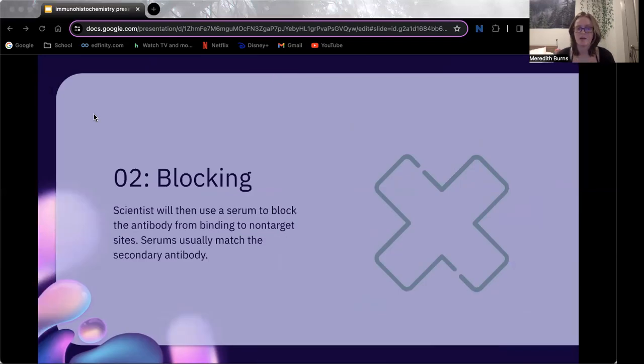The next step is blocking, which is the step that scientists do to prevent unwanted binding between the secondary antibody to non-target antigens and other binding sites. This process ensures that the secondary antibody will only bind with the primary antibody, which would lead to more accurate findings. They do this by using serums, which are essentially made up of a match of the secondary antibody, which allows the serum to bind to the non-target binding sites that would want to bind with the secondary antibody if otherwise.